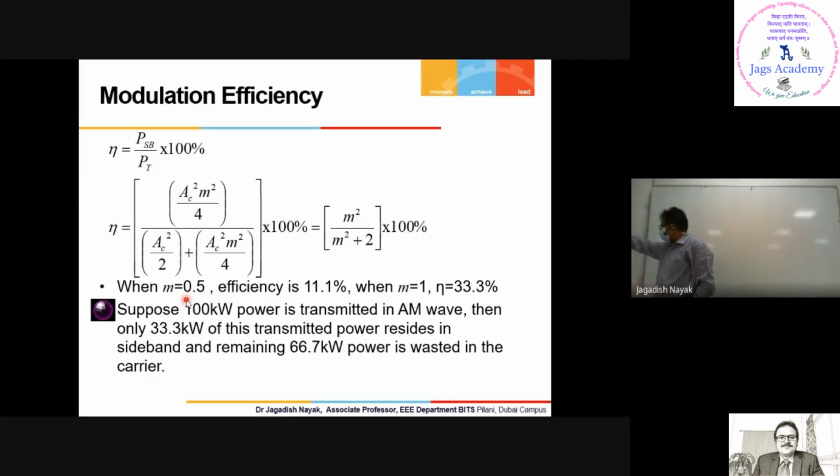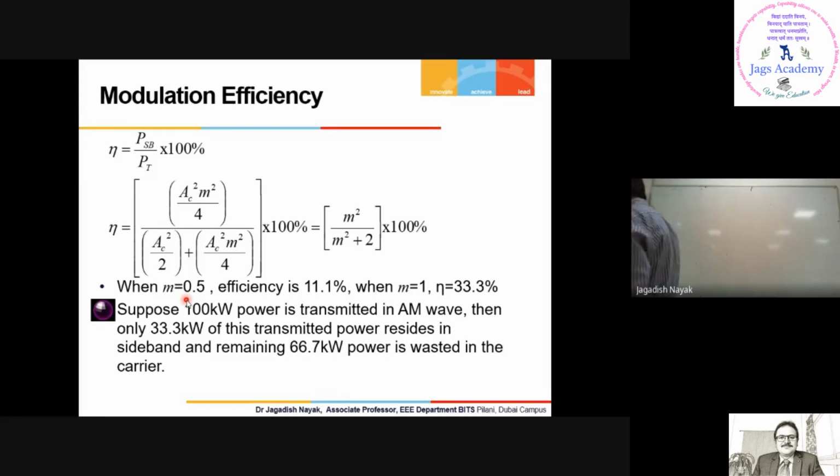Can you check whether you are getting 11.1%? It is 0.5 square divided by 0.5 square plus 2. Just check the values. You are getting 11.1%, right? When m is equal to 1, it is 33.3%.